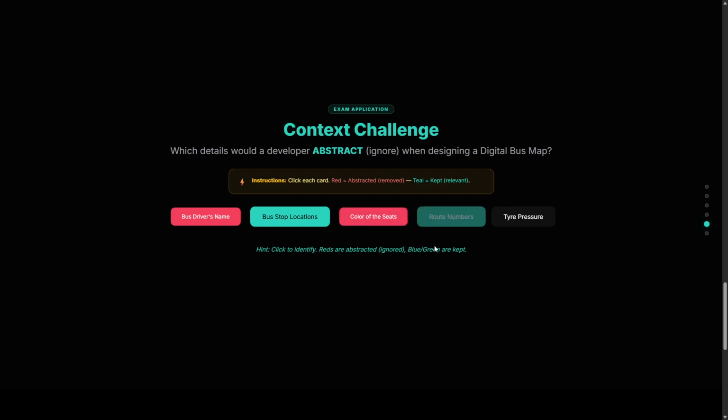Color of the seats, no. Route numbers, keep. Tire pressure, again, unnecessary. Why do we need to know the tire pressure if we're just trying to make a bus map? We don't need to know the tire pressure. We don't need to know the color of the seats or the bus driver's name.